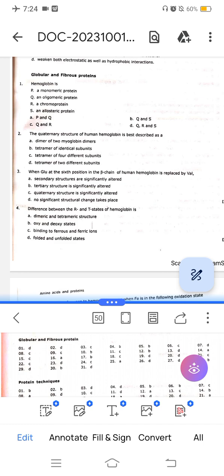That's wrong. All other options are correct. Oligomeric protein, a chromoprotein and allosteric protein. And the quaternary structure of human hemoglobin is best described as a tetramer of two different subunits.